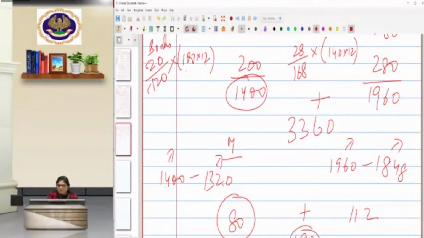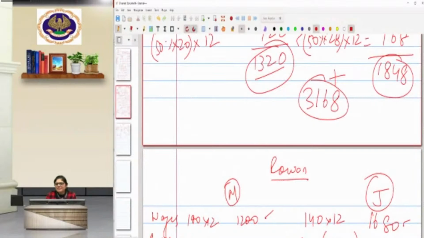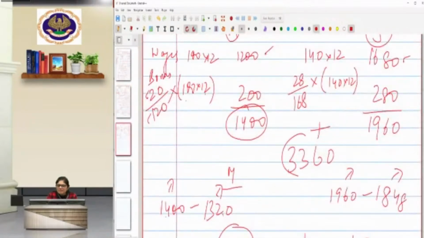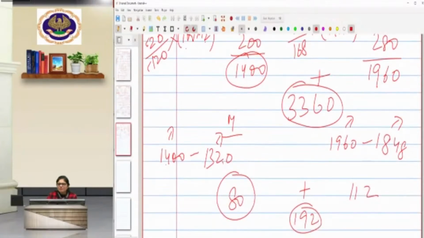192 further. All right. So the meaning thereby is, if the Halsey scheme was followed, the loss was 3168. But if the Rowan scheme was followed, the loss would have been 3360. So the extra loss in Rowan would have been 192. That is the meaning of the third point. I'm explaining again. The third point says how much extra loss the Rowan system is giving.